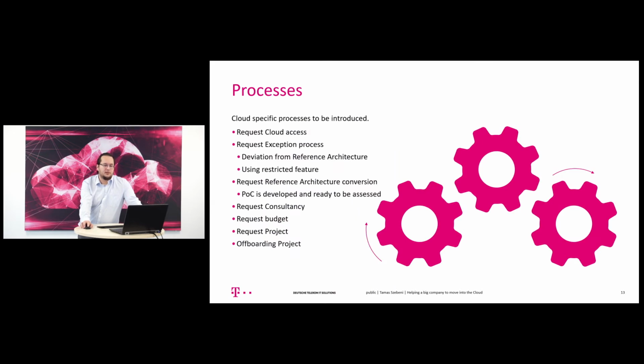But this is nothing without the processes we need to introduce. For example, there is a company requirement to have a process around requesting cloud access, requesting exceptions, for example, in cases when there is a deviation from the reference architecture or there are some restricted features that a team wants to use. Also, converting the proof of concept to reference architecture can be done by such a process. Request consultancy services and budget for cloud resources and cloud usage, and also requesting a project and offboarding a project.